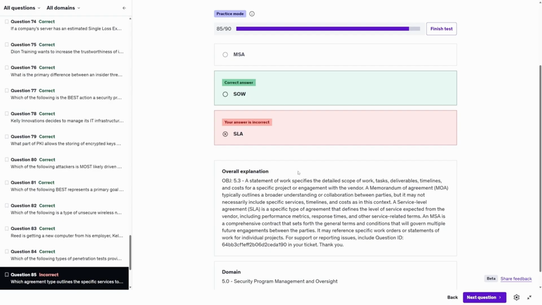A statement of work, or SOW, specifies the detailed scope of work, tasks, deliverables, timelines, and costs for a specific project or engagement with the vendor. All right, so that was the correct answer. I'll leave up the other incorrect answers for a few extra seconds.